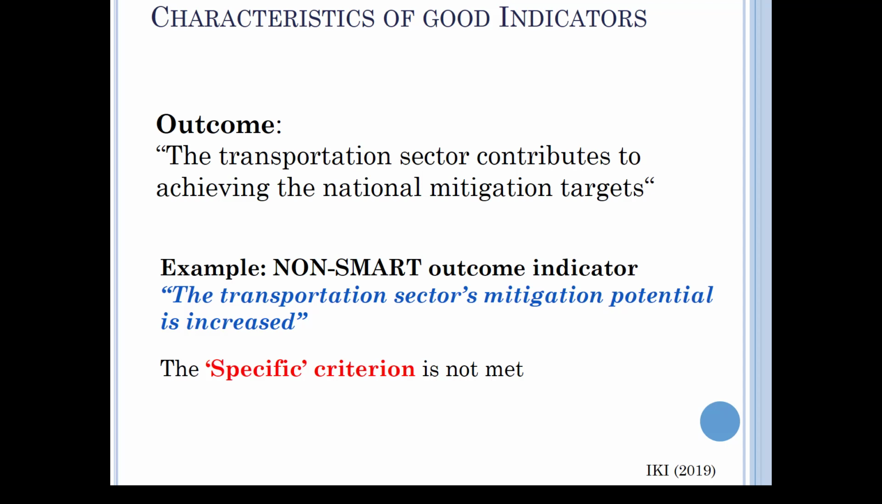In this case, the information is imprecise because it is not possible to determine the baseline and target value in terms of the transportation sector's mitigation potential. It is not clear what the intended change is, and therefore the change is also not measurable. So there are different problems with this indicator, but one of those, and the most serious one, is the specificity of the indicator, which is not given.